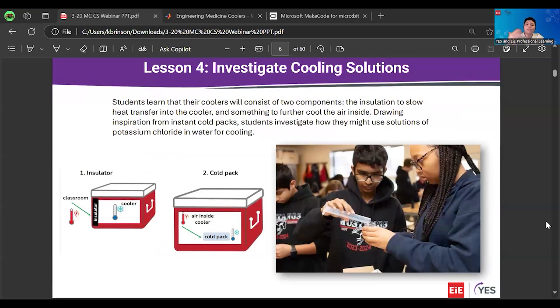This is followed by probably my favorite lesson as they begin to investigate more things that could help with their medicine cooler. So they know that they can use insulating materials to keep the cooler itself colder. And now they think about how can we lower the starting temperature of the cooler in the first place. So they learn that their medicine cooler will actually be a system. So they'll have both the insulating materials inside the box as well as a cold pack. And so this cold pack is just a very simple chemical reaction between potassium chloride, KCl, and water.